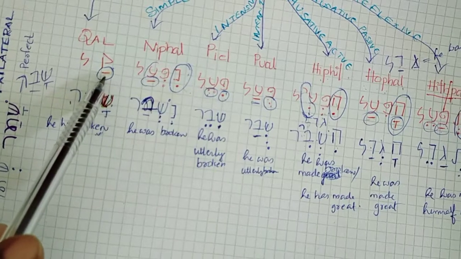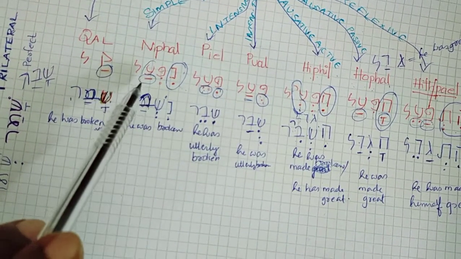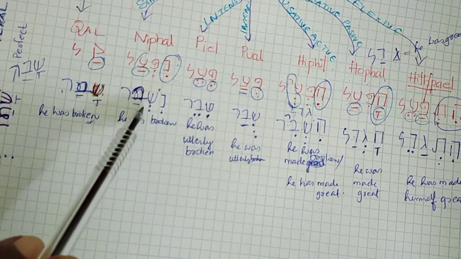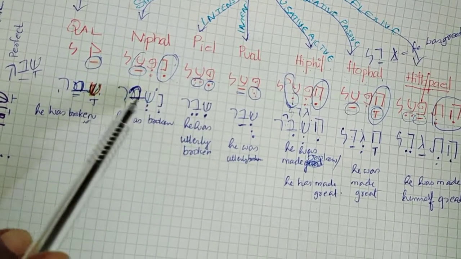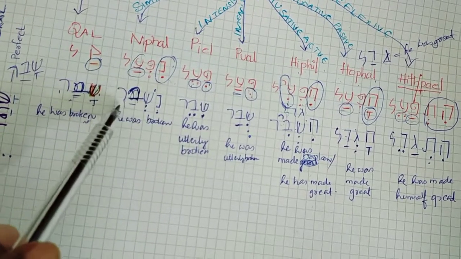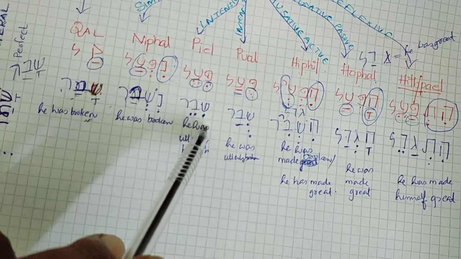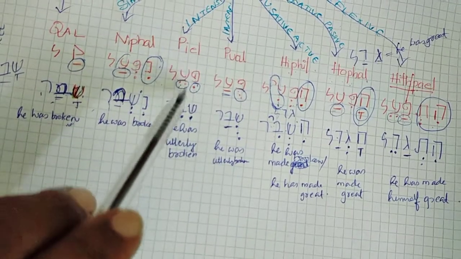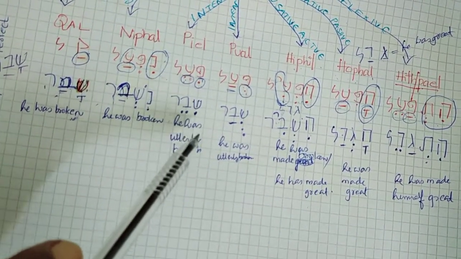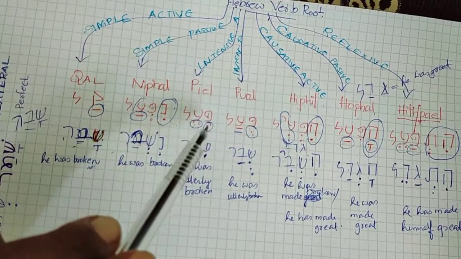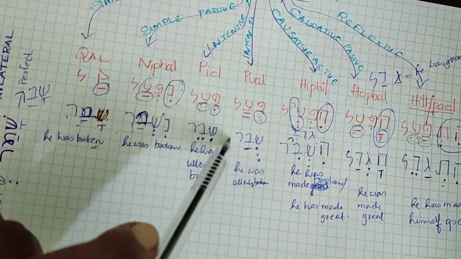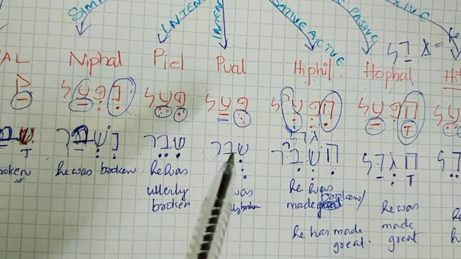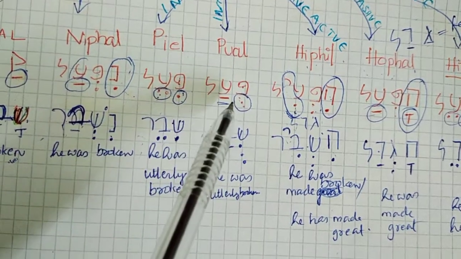So look at the Kal form. Niphal form, ni will be there. When you read nishbar, you can understand which form this is. This is not Kal form, but ni is there, so it is Niphal format. Look at this one, shiber. This is not shabar, so it is shiber. Which form? The e sound comes in Piel format. That's why it means he was utterly broken. That is intensive. Next one is Pual. See this, shubar. The u sound. Look at it carefully. That u sound in shubar is Pual format.